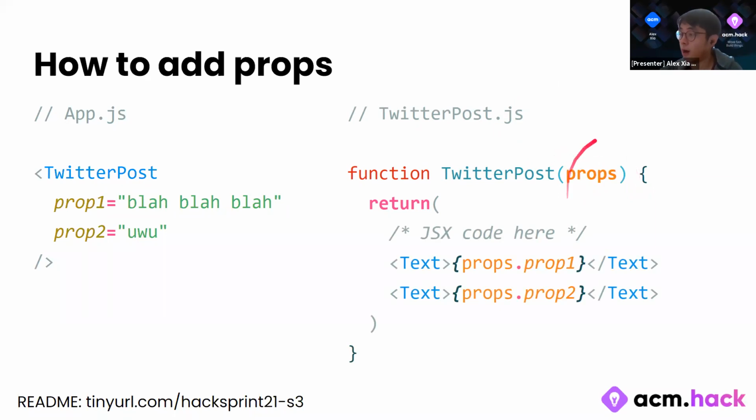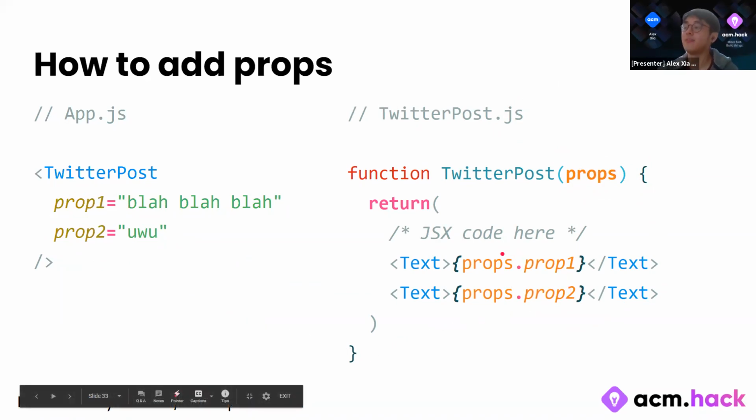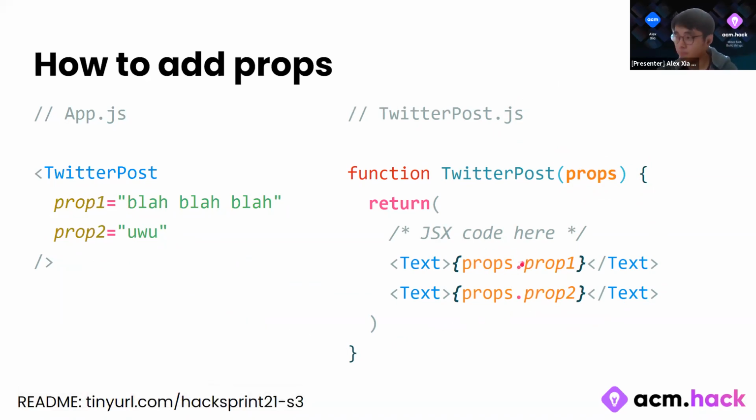And in this case, props will be an object that contains the member variables prop1 and prop2, which is why we can then do props.prop1, just as we did name.first, and props.prop2, just as we did name.last. And remember to use the curly brackets here, because as we talked about in our second workshop, this is JSX, and since this is a variable now, we have to wrap it in curly braces. So now we will expect our Twitter post over here in app.js to say blah blah blah and uwu.